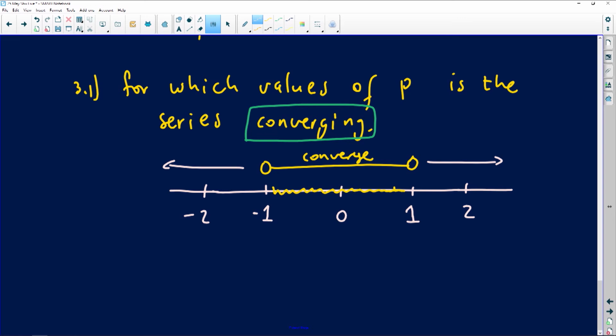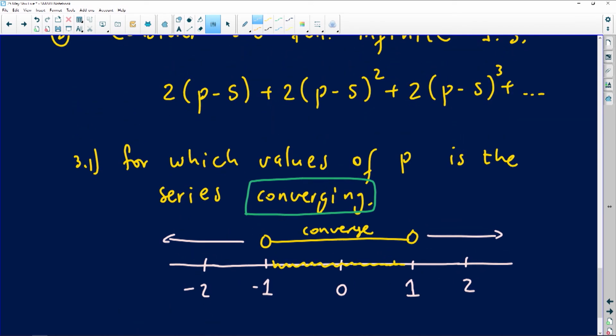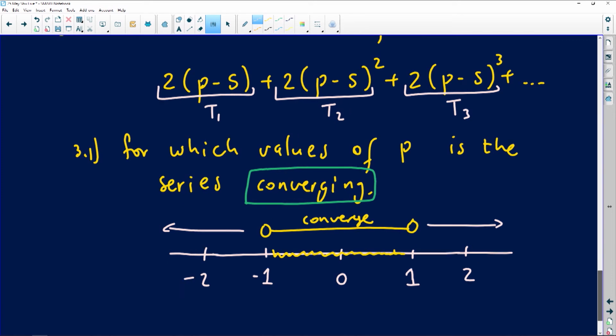I'm going to say to the examiner, well, for my series to converge, the R, or the ratio, needs to be a value between -1 and 1. Okay, but what is this R? The R value is what you get when you divide term 2 by term 1. Where is term 1? This here is my term 1. This here is my term 2. This here is my term 3, right? The common ratio is found when you take term 2 and divide it by term 1. Okay, let's do that.